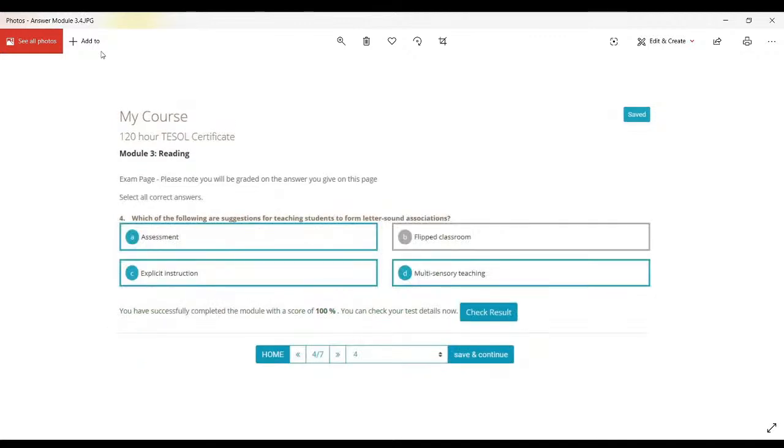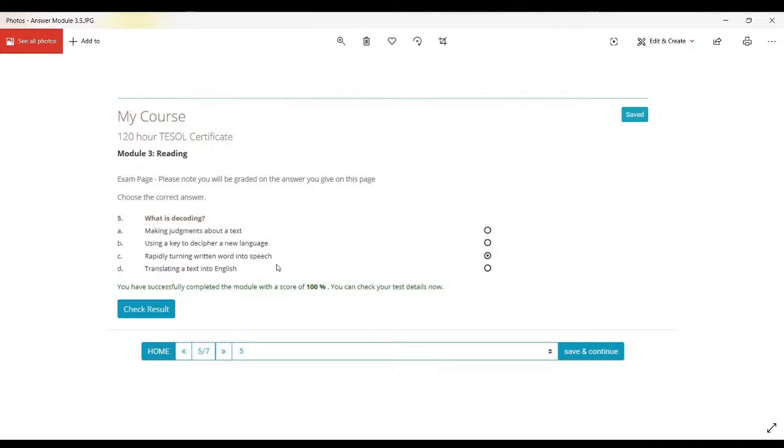Number 4, which of the following are suggestions for teaching students to form letter-sound association? So there are 3 answers here. A, assessments. Ito yung forming of the letter-sound associations. A, assessments. C, explicit instruction. And letter D, multi-sensory teaching. So check result, save, and continue. Kita nyo naman, 100% pa rin yung result natin dyan.